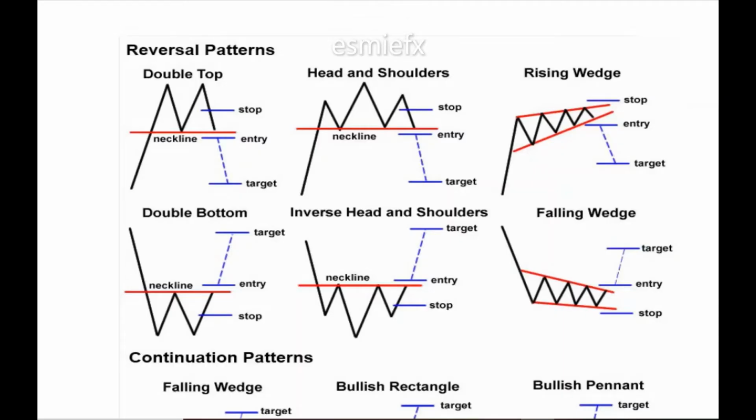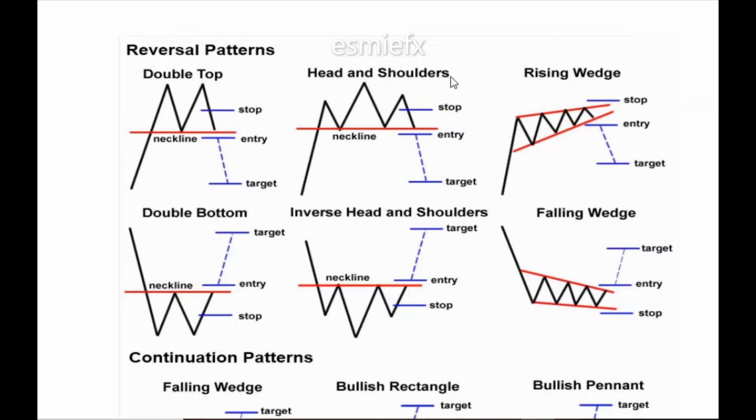Consolidation, pullback, retracement, they all are the same. Okay, these are reversal patterns. There are 6 of them here. After the market has trended up, it goes into consolidation. Here, this is a double top, and then it reverses.